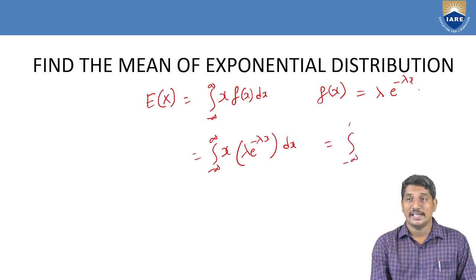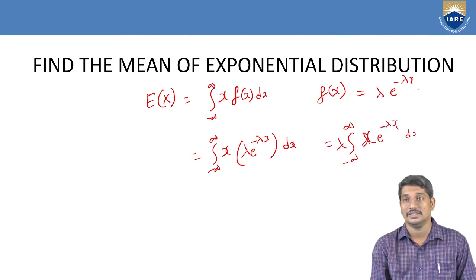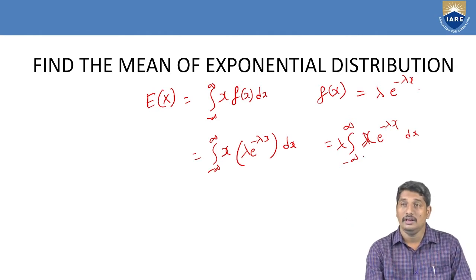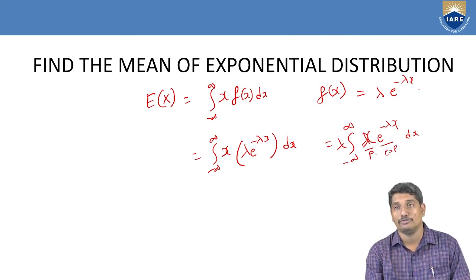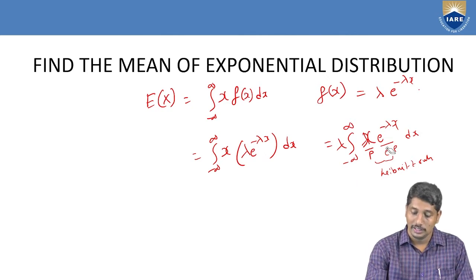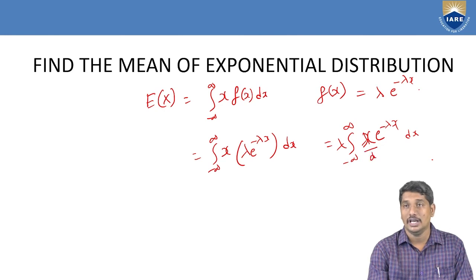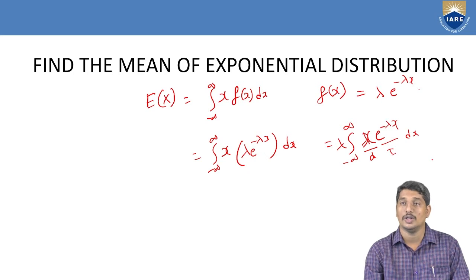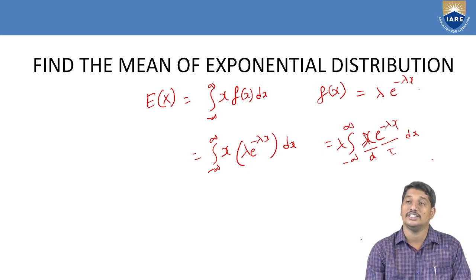Now, by keeping the constant outside the integral, lambda gets outside, and hence we have x into e power minus lambda x. Now you see, this integrand is a product of two functions, where the first one is a polynomial and the second one is some other function other than a polynomial. So when you have the situation of a product of a polynomial into another function, you will apply the Leibniz rule. Here the polynomial is fixed for differentiation and the next function is fixed for integration. According to the Leibniz rule, we have to fix the polynomial for differentiation and the next function for integration.